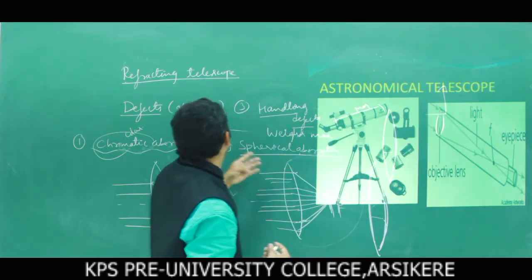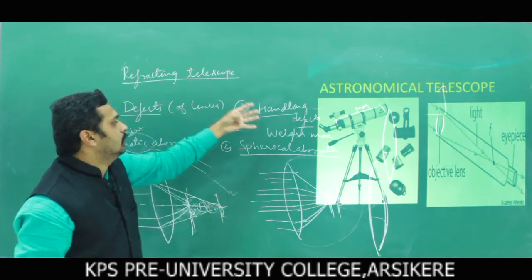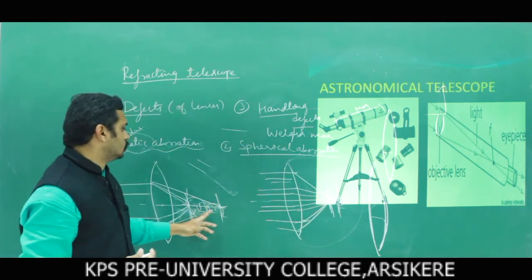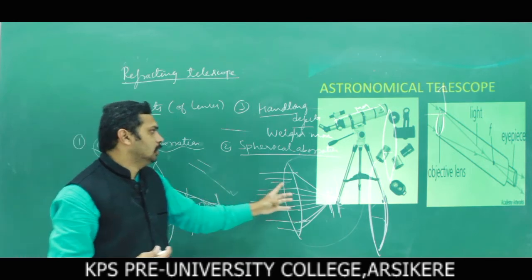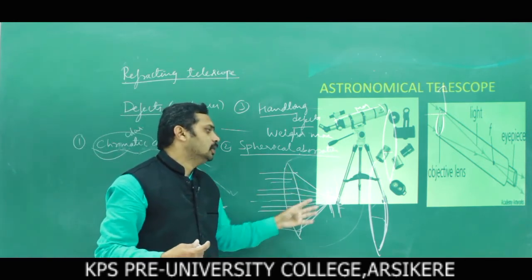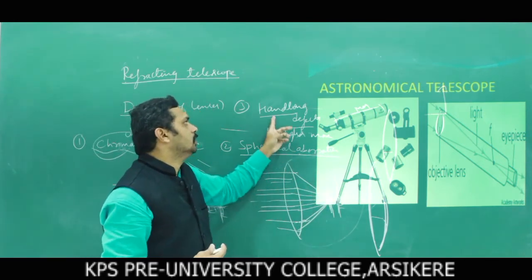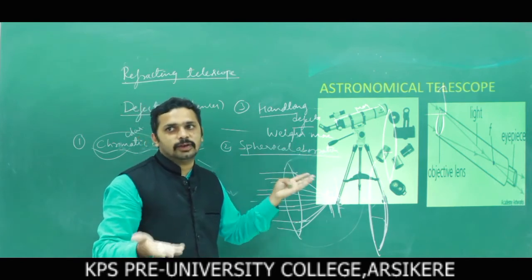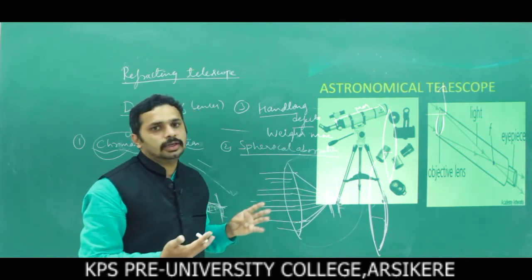So all the defects: chromatic aberration, spherical aberration, no sharp image due to the color defects and due to spherical surfaces, a blurred image, and handling defects because the lens weighs more. So all these defects are there.